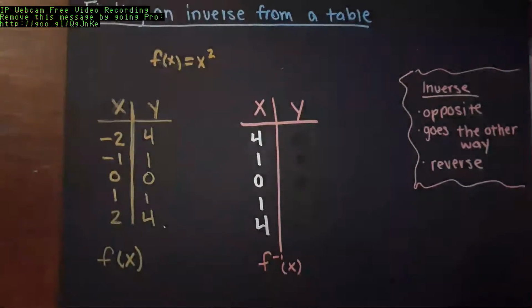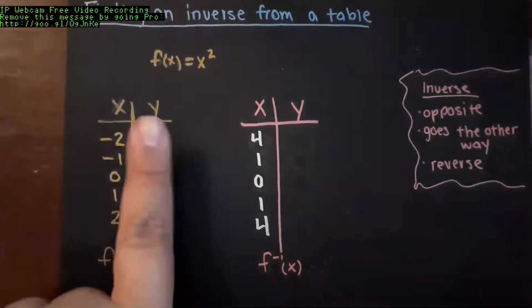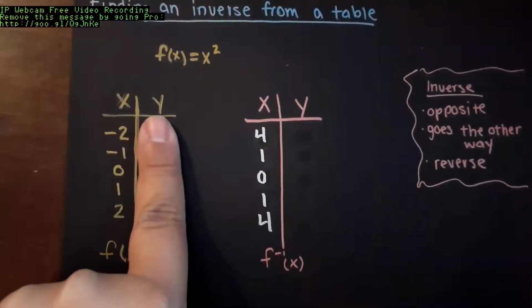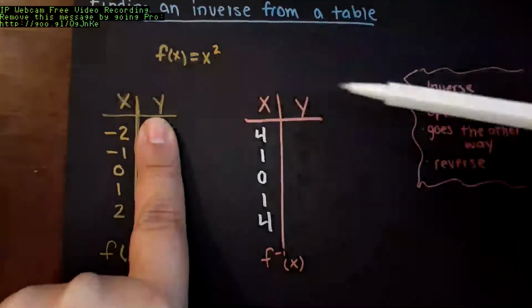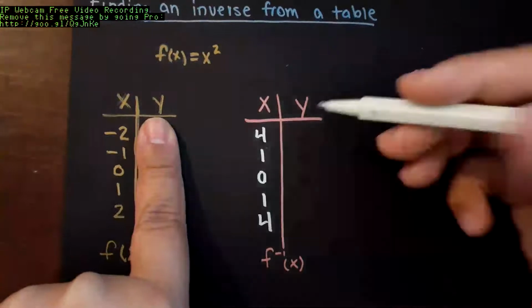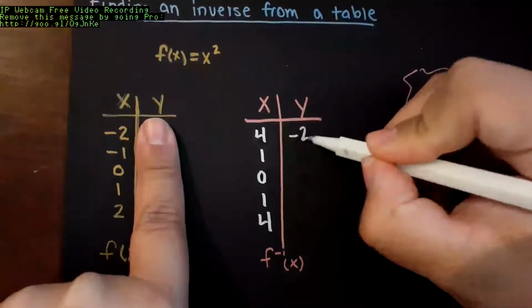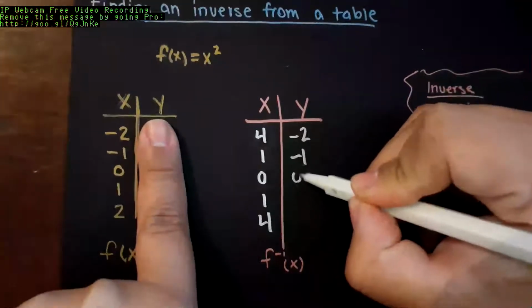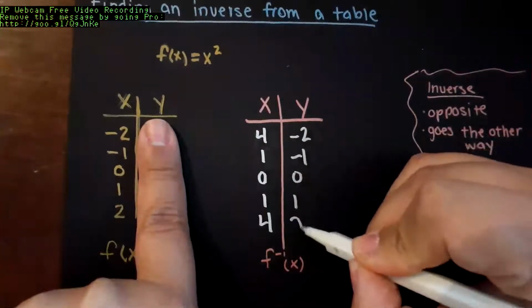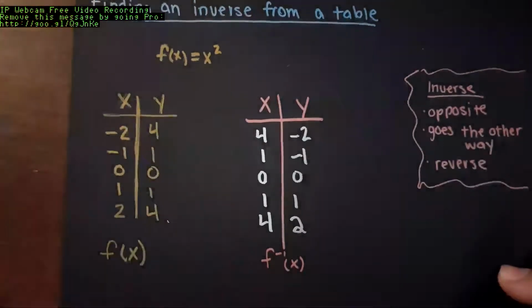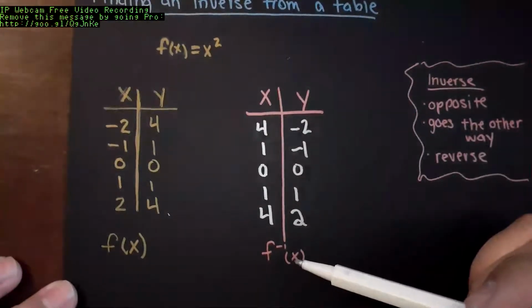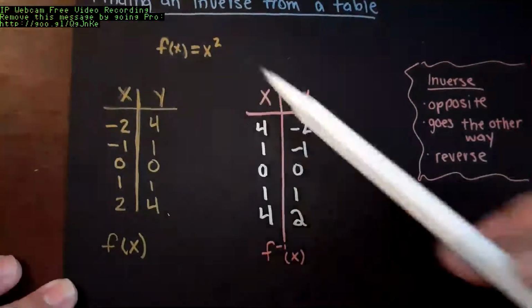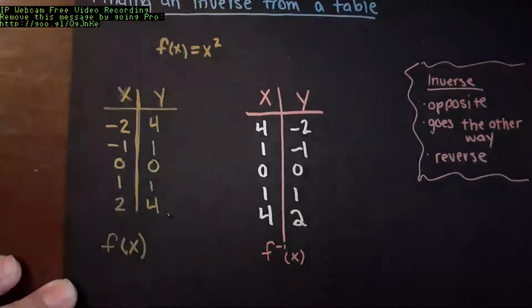Okay, so now we're going to do the same thing, but this time cover our y points, and the same thing, our x is becoming reversed, so it's now going to become our y, and I'm just going to plot these points. Okay, and now I have found the inverse of my function x squared just by a table.